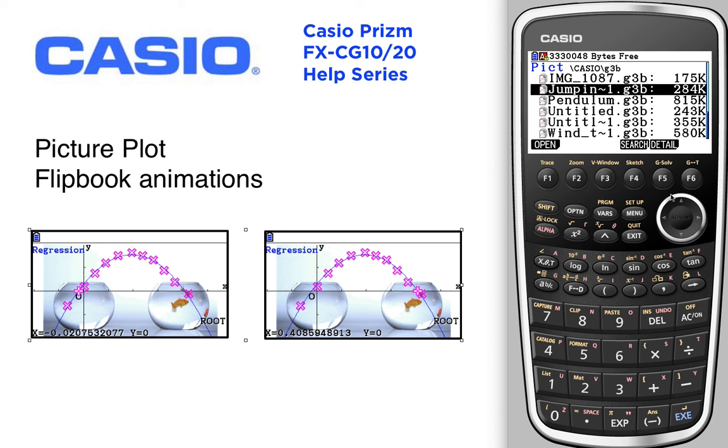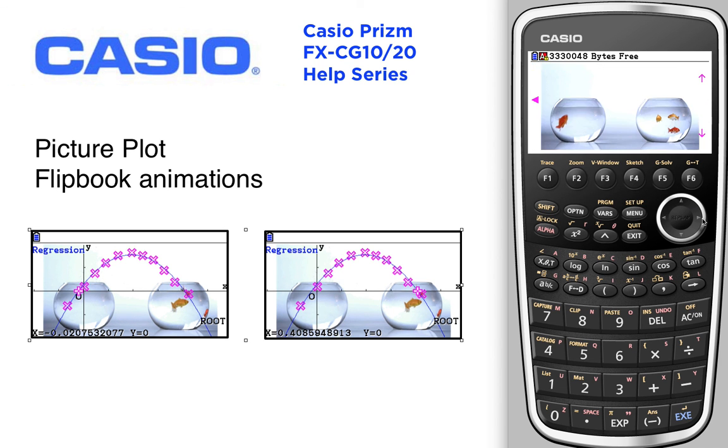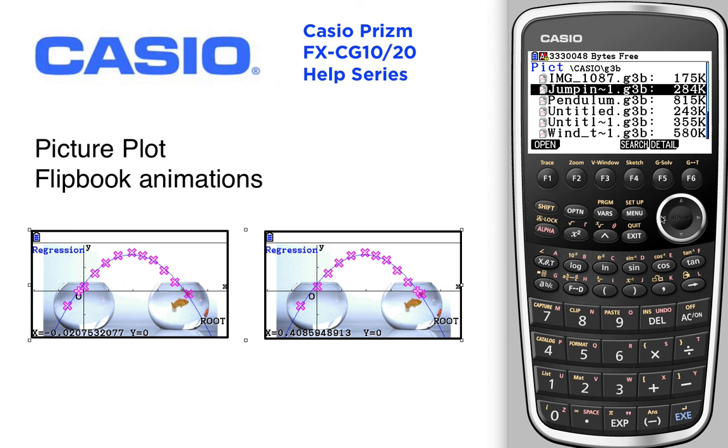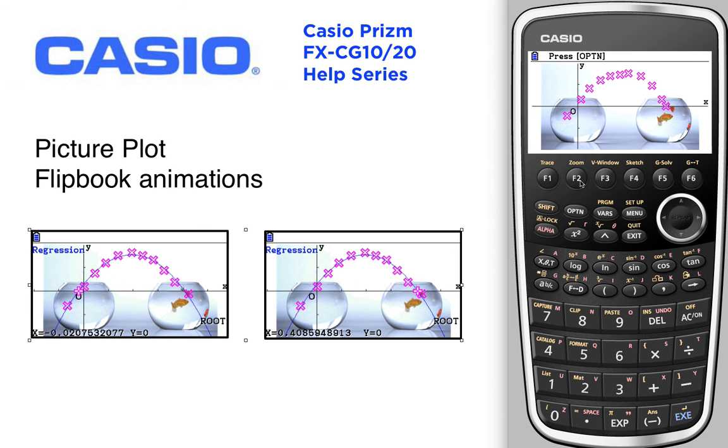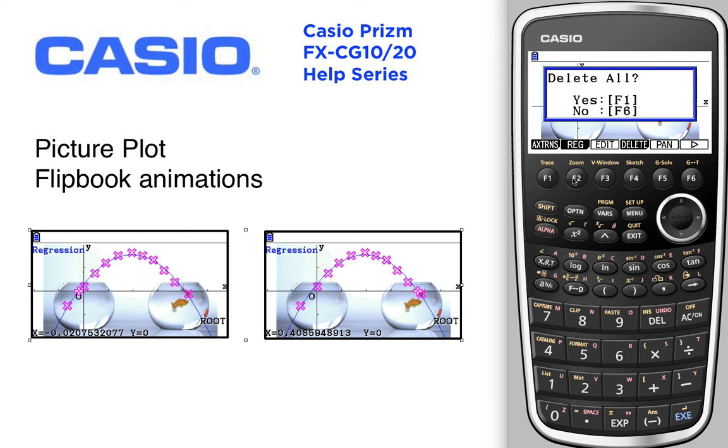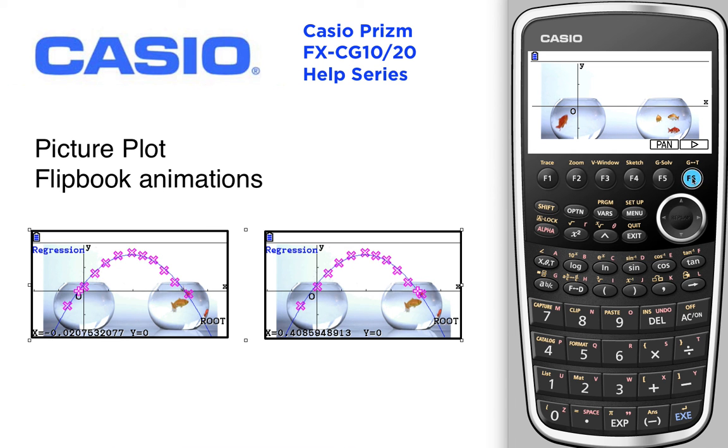Press the letter J to get a small preview. Toggle over. That's the one we want. Execute. We've got some data on there, so let's eliminate the data. Option, delete. Now let's press play.